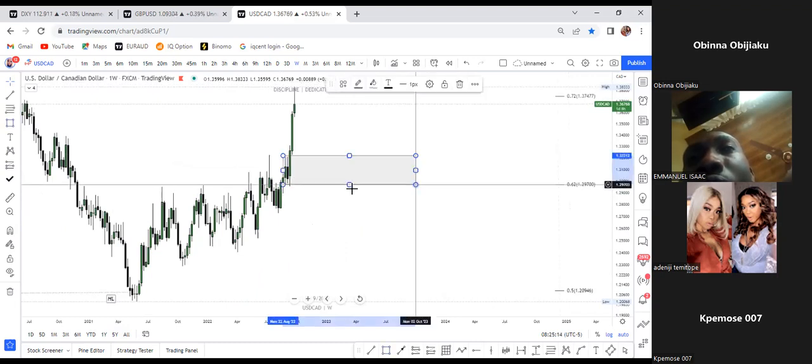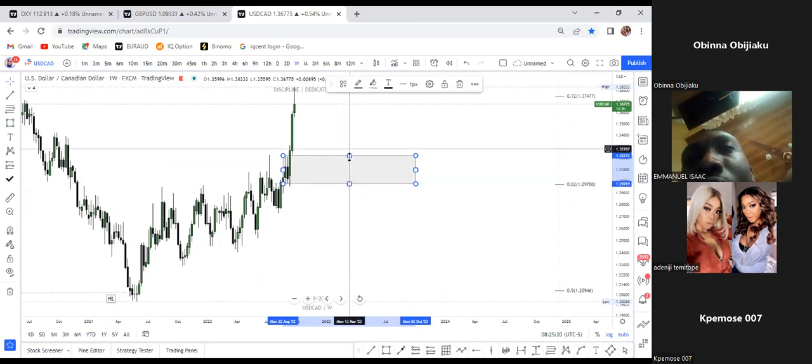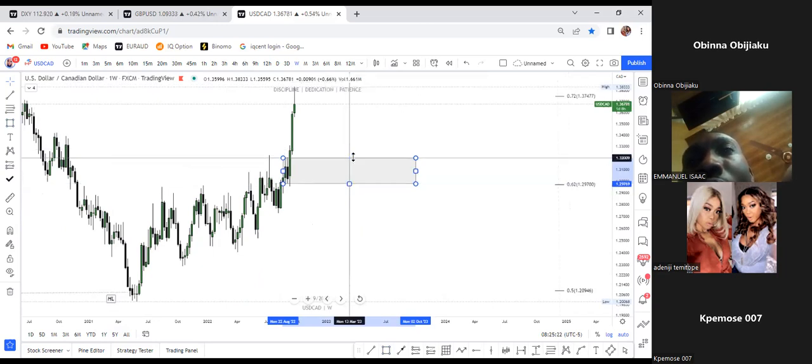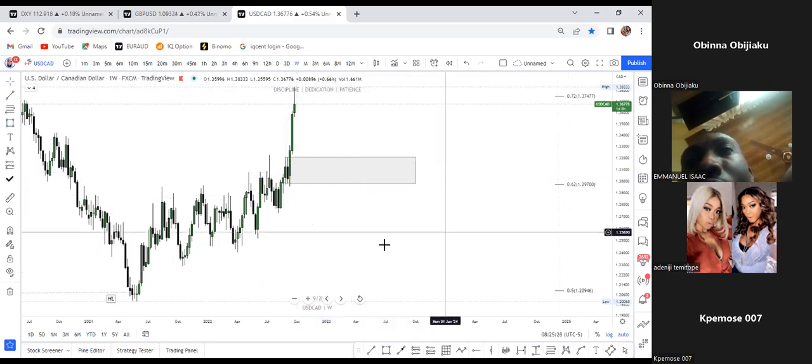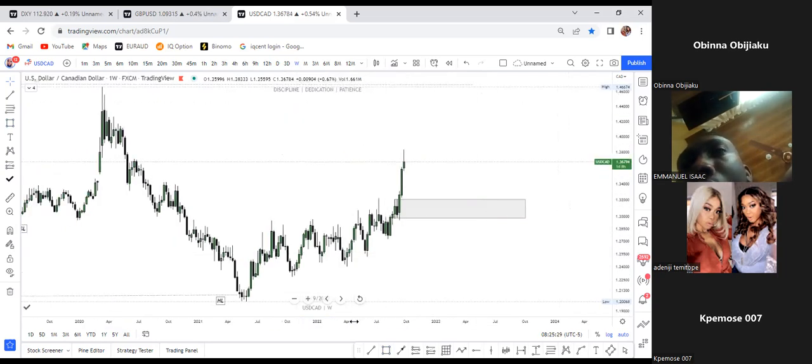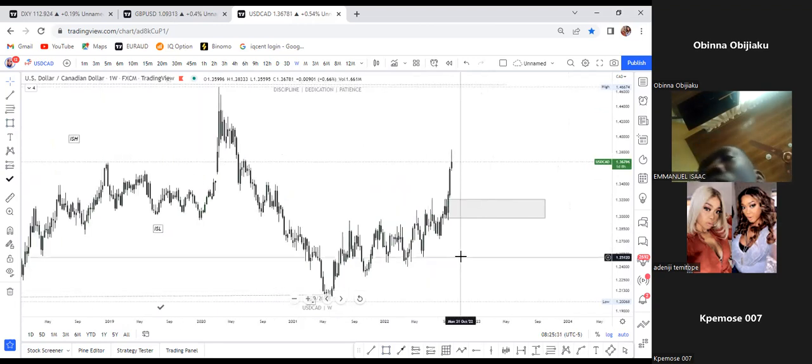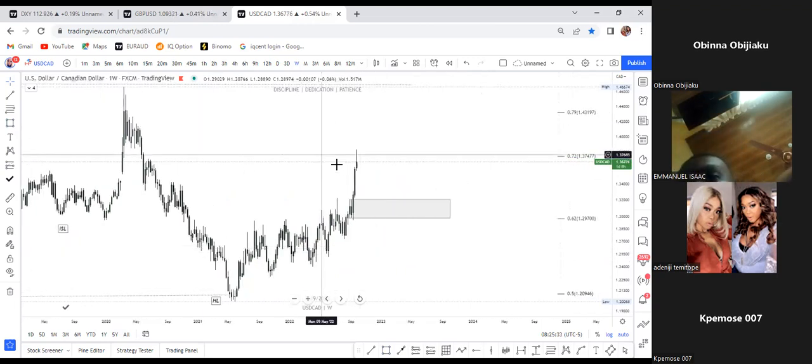Why did I choose that zone? This is the zone that caused the last expansion we had on the weekly scale. So price can retrace back into that zone, giving foreign currency, because this is SSS.